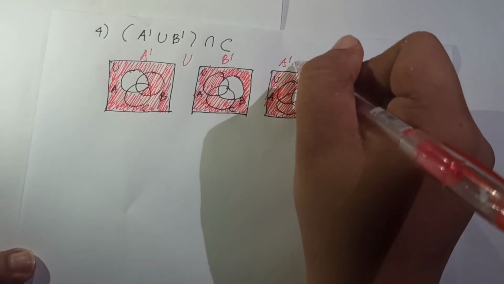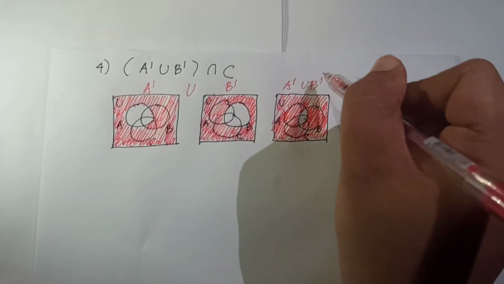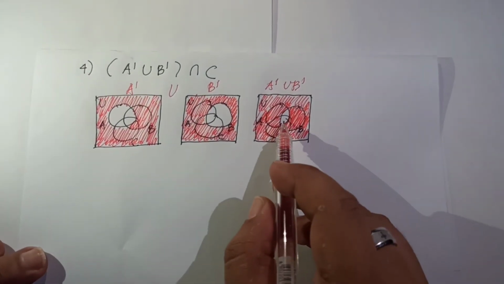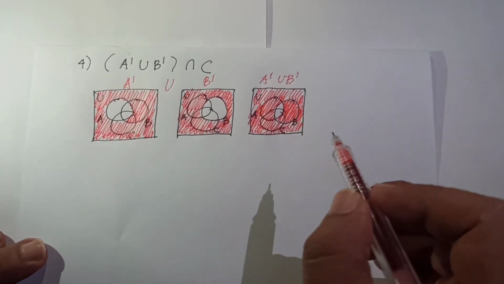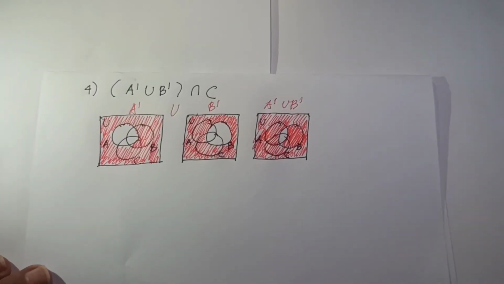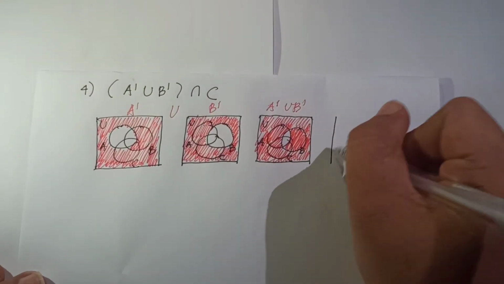So this is A complement union of B complement. So this part only is not being shaded. Okay, so next we have C.